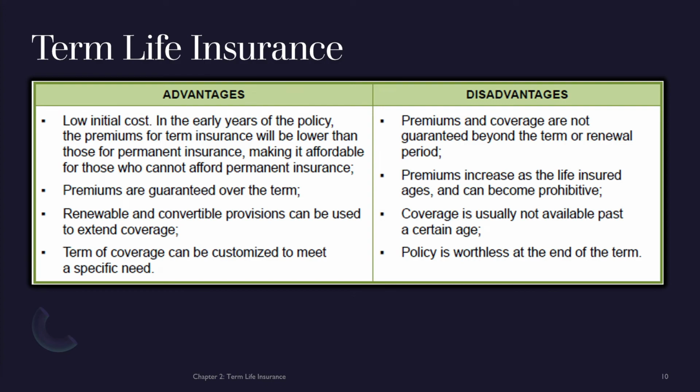Now, just looking at some advantages and disadvantages of term life insurance. So one of the main advantages is that there is a low initial cost. So in the early years of the policy, the premiums for term insurance will be lower than those for permanent insurance, making it much more affordable for those who cannot afford permanent policies. Premiums are also guaranteed over the term, and renewable and convertible provisions can be used to extend coverage. Also, the term of coverage can be customized to meet a specific need.